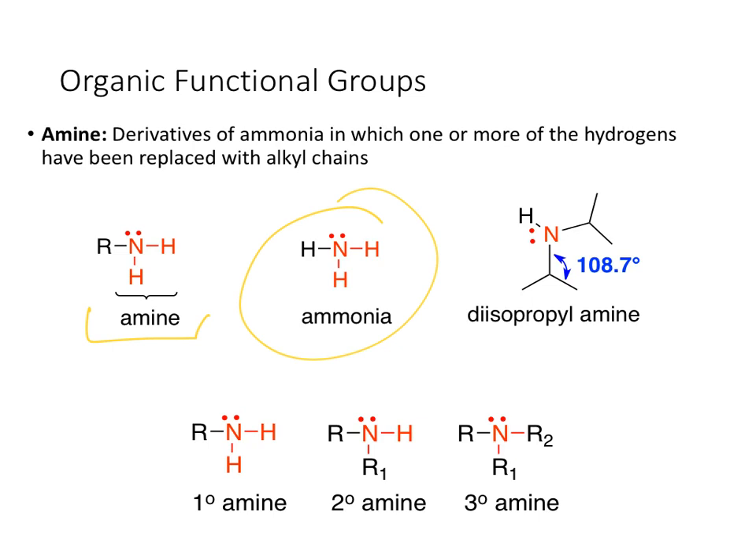If we've replaced just one of the hydrogens, we call that a primary amine, which we symbolize with 1 degree symbol. If we've replaced two of the hydrogen groups, that's called a secondary amine, which we abbreviate as 2 degree symbol. And if all 3 hydrogens are replaced, then that's called a tertiary amine, or 3 degree symbol.